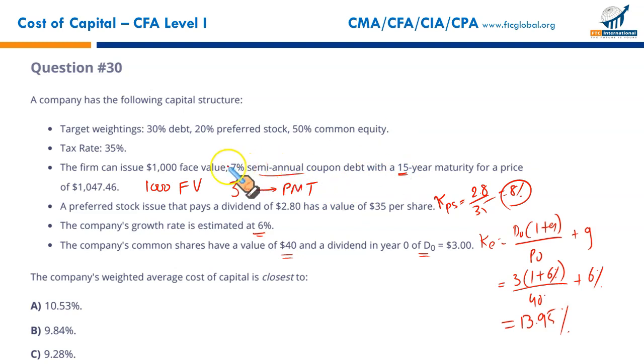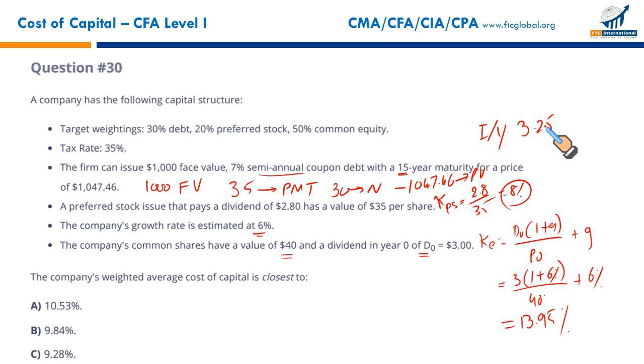Years to be doubled, interest to be halved. So years to be doubled, that's 15 years, means 15 times 2, 30 periods, 30 N. Right now the present value, as I said, is to be given in negative in your financial calculator, negative 1047.46, and this is your PV. Once all done, you will compute your yield. It will give you 3.25.